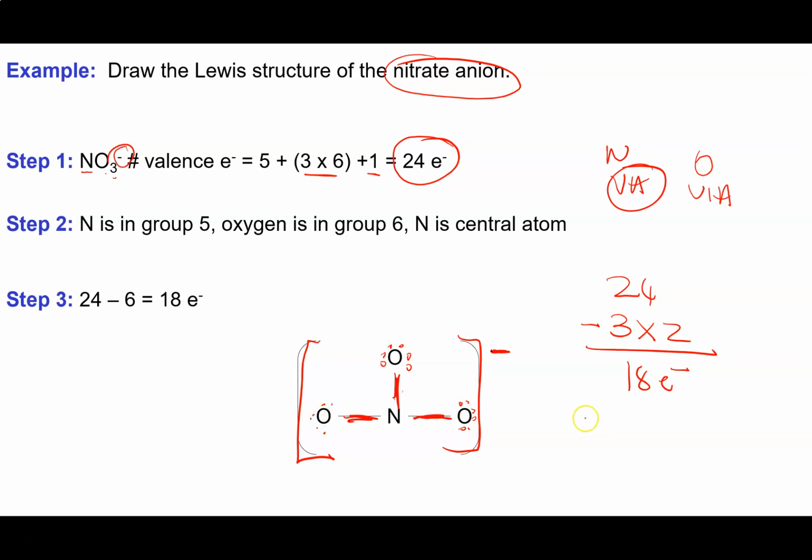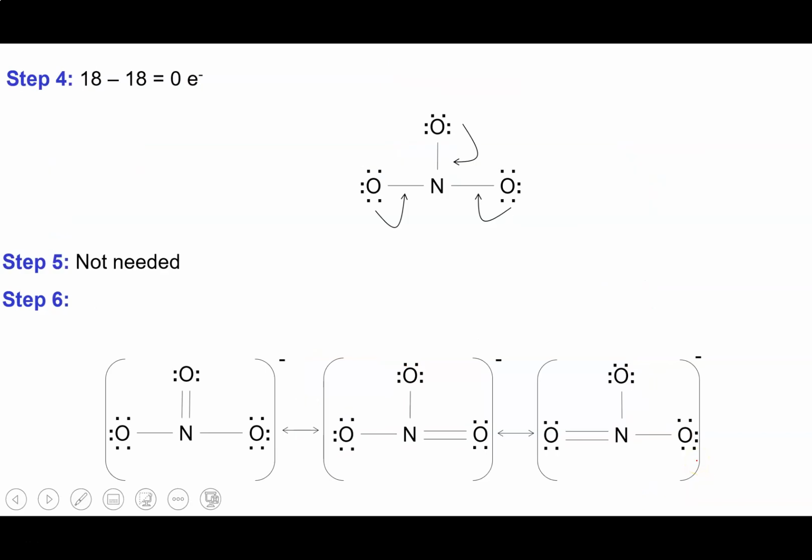Okay, so 3 lots of 6 electrons leaves 0 electrons remaining. So I went ahead and did that. At this point, I'm here, right? My next step is to put any leftover electrons on my central atom. There aren't any, so that's not needed. And then my final step is I need to check that my central atom has an octet, and if it doesn't, convert lone pairs to bonds until it does.